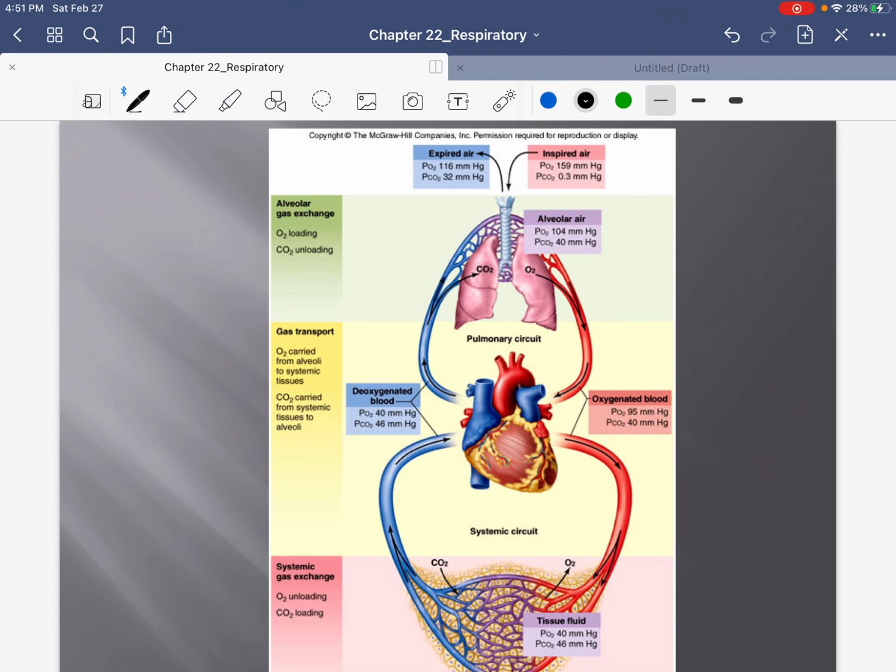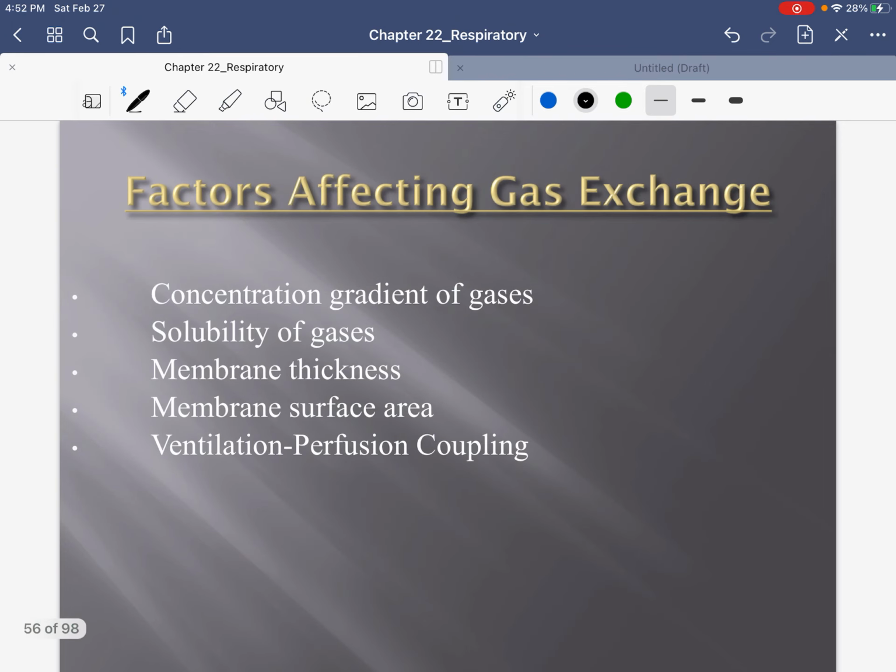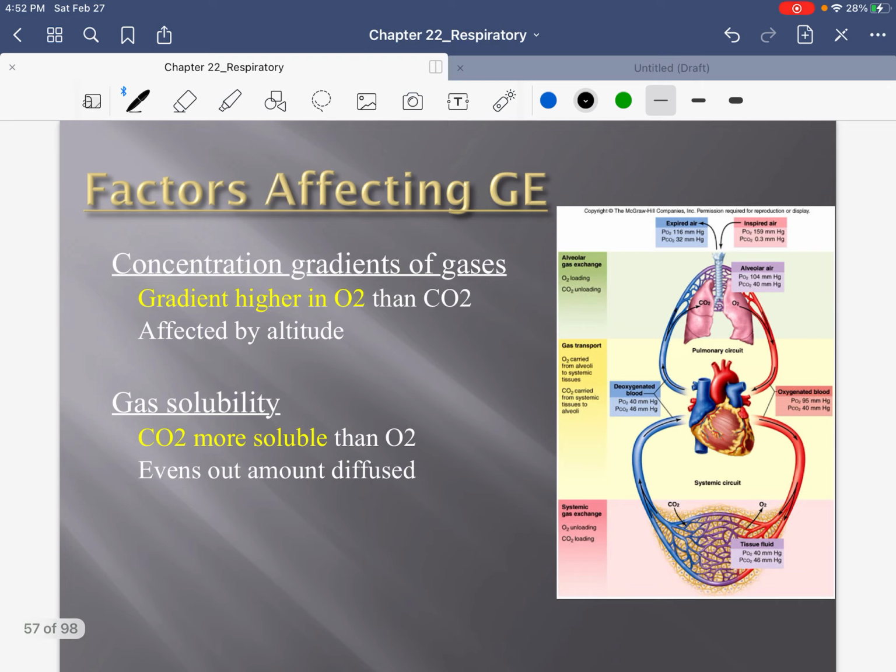We're just filling in the gaps. At the very beginning, we said the first thing we have to do is ventilate, and then we bring that oxygen to the lungs where we do external respiration. What are some of the factors that influence this gas exchange? We talked about factors that influence ventilation. What are some factors that influence how oxygen and carbon dioxide move across the alveolar membrane? Well, one of them is concentration gradient. And as I said, the concentration gradient is higher for oxygen.